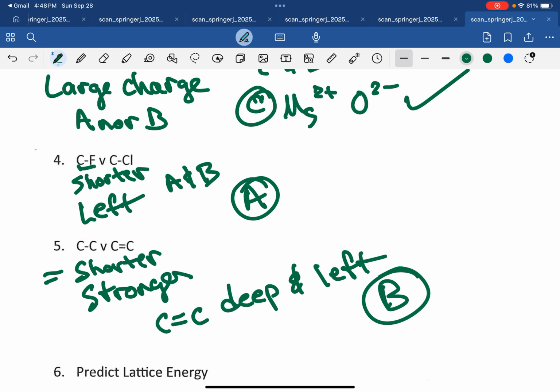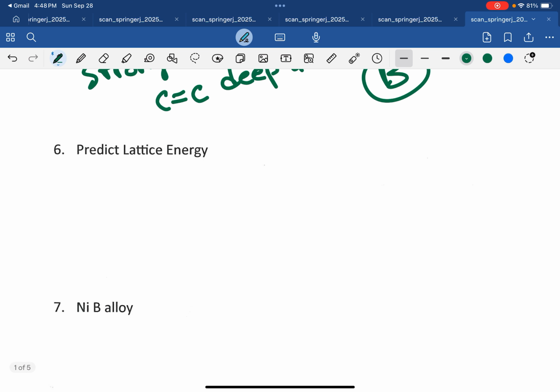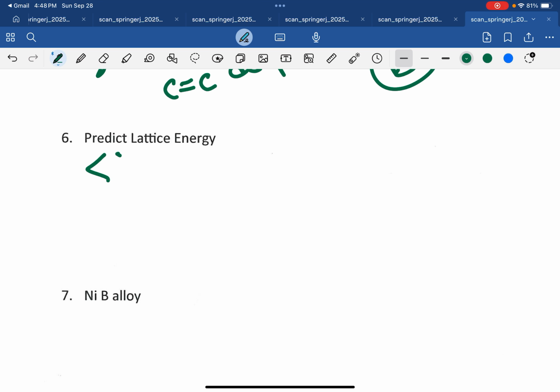Okay. Next, we're going to predict the lattice energy. That's all been the same theme here. We've got NaCl at 788. We want to know if NaBr is greater than or less than 788. Well, bromine is a larger atom. The bromide ion would be larger than the chloride ion. So the lattice energy should be less than 788 because we've got a bigger distance between. Remember, we're still looking at Coulomb's law. So if we've got a larger r, we've got less force, so it's going to be less lattice energy.